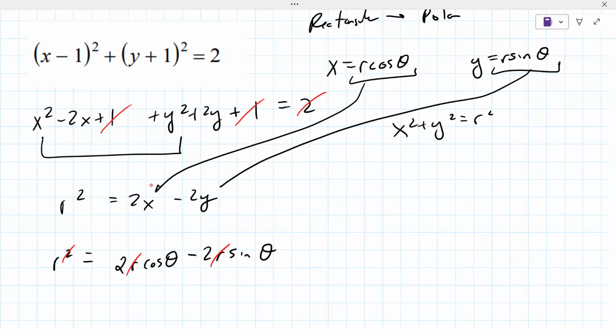Okay. You get r equals 2 cosine theta minus 2 sine theta.